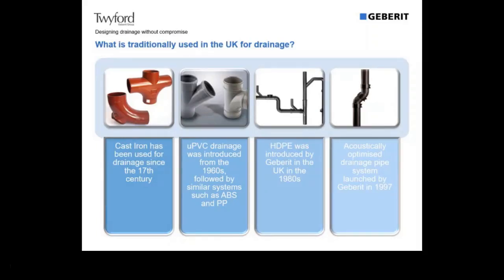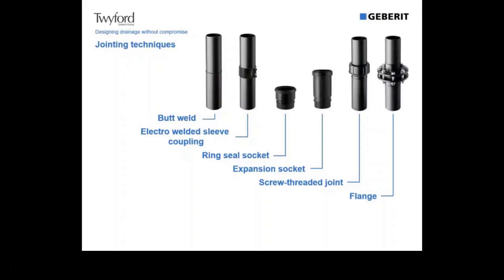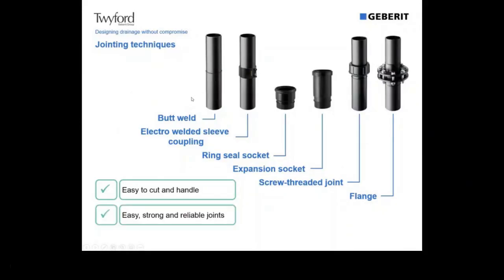And more recently, the acoustically optimized drainage pipe systems, where we actually have chevrons and acoustic performance available from the pipe in order that it will work better in application acoustically. And then typical jointing techniques. The main two that we really use in HDPE are butt weld and electrofusion weld with an electro-welded sleeve coupling. We'll pick up a little bit more later on those, but those are really the most standard two welds around the product. Because of the way they weld together under a heat weld, they're very, very easy to cut, easy to handle, easy to manipulate on site. And they also create a very strong and reliable joint.